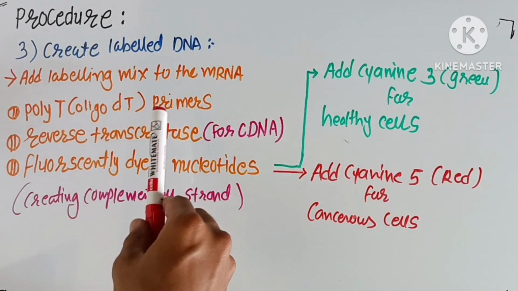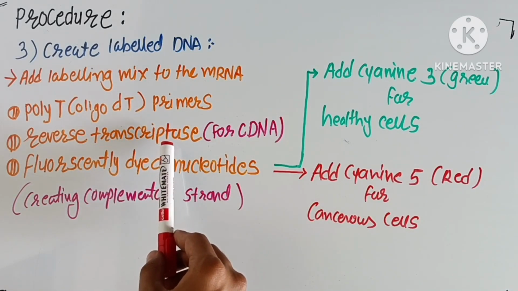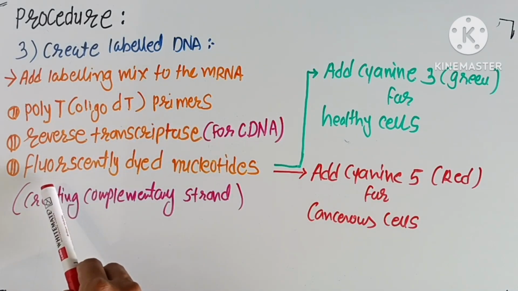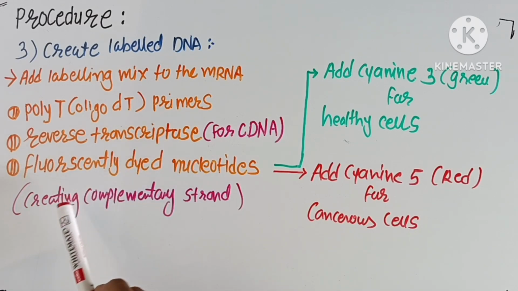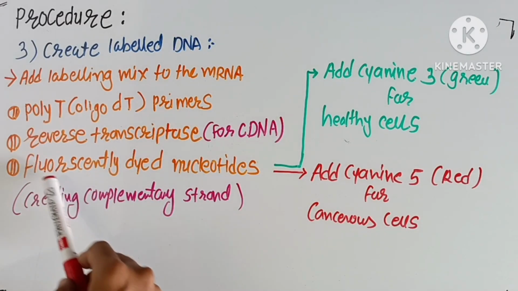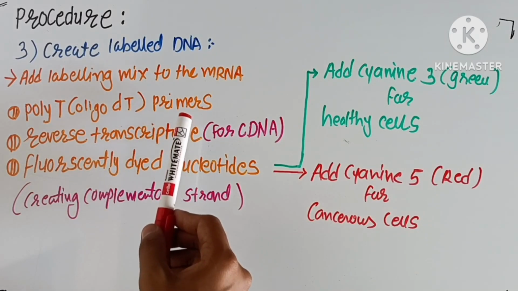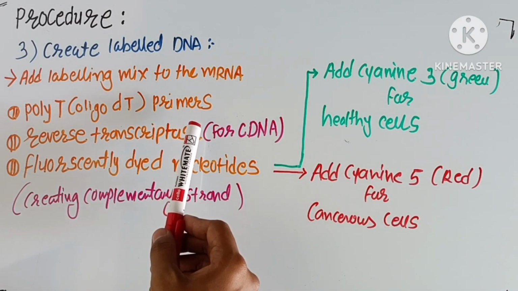A primer is required for what? To initiate the process. Then a reverse transcriptase enzyme, which synthesizes the cDNA. Then third, fluorescently dyed nucleotides, which create a complementary strand. So these three main elements are needed, and we add them to the mRNA.